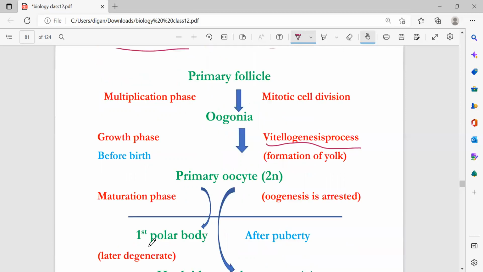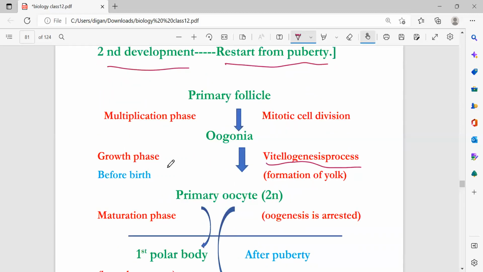So in this video, we have explained spermatogenesis, oogenesis, the male reproductive system, and the female reproductive system. And in my next video, I'm going to explain the menstruation cycle and embryogenesis.